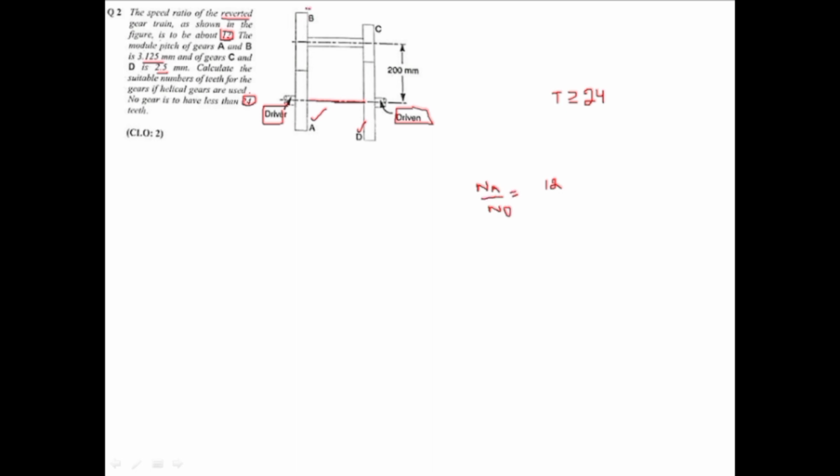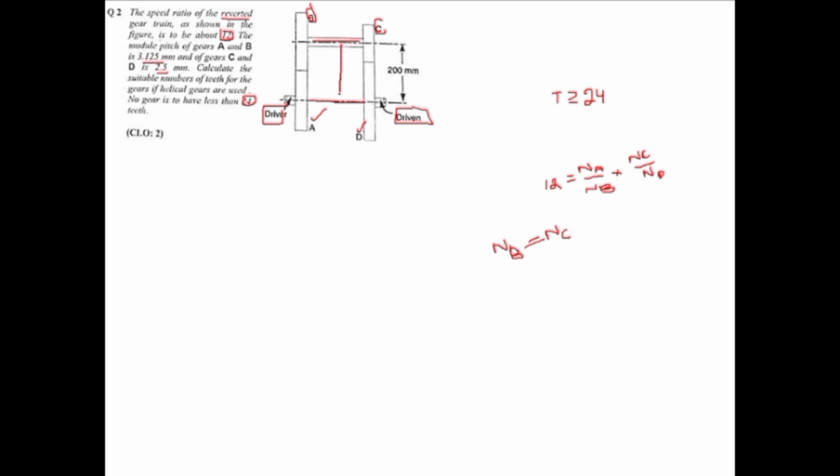And as you can see, gear B and gear C are both on the same shaft, so they will have the same speed. So NB is equal to NC. So you can write this equation like this as well: NA divided by NB multiplied by NC divided by ND. Because NC and NB can be cancelled out with each other, you will get back to the previous equation. So this is the main equation.